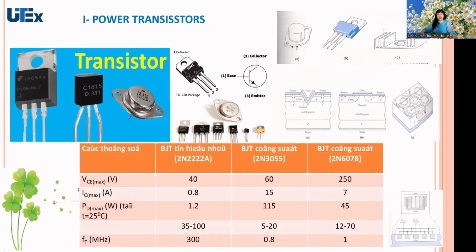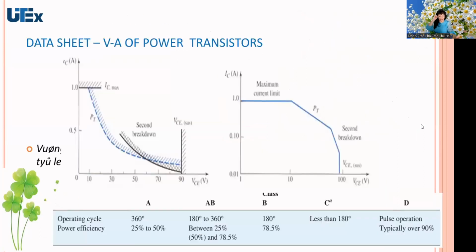In the data sheet, you have the differences and the volt-ampere characteristic of the transistor. You have a comparison. This transistor has power efficiency. We have the volt-ampere characteristic. If you see here, it means the volt-ampere characteristic for emitter configuration or collector configuration.